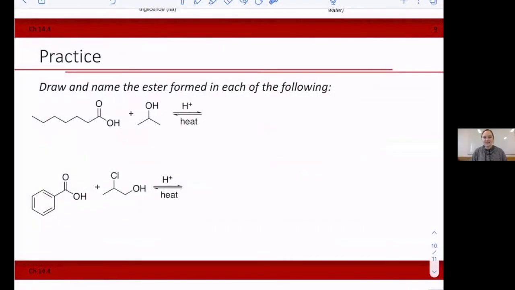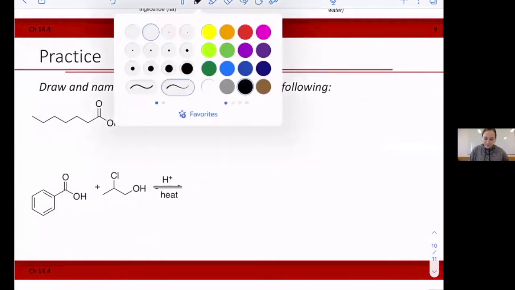Okay, so our last little bit is some practice of all of the reactions that we've done, as well as a little bit of naming. It asks you to draw the name of the ester formed in each of the following. So take a moment and see if you can figure it out, and the next slide too, if you want to. And I'm going to go ahead and go through these answers.